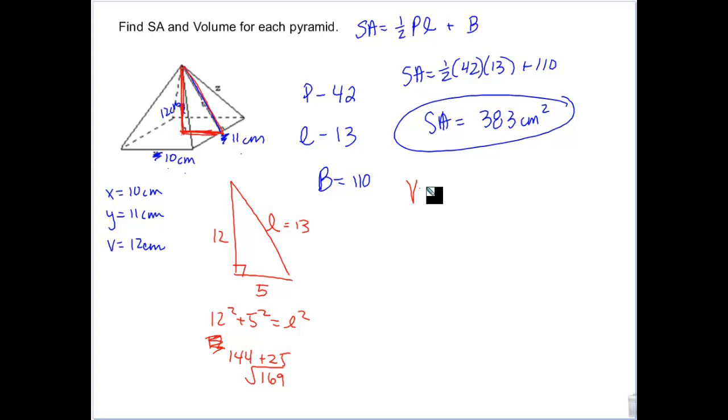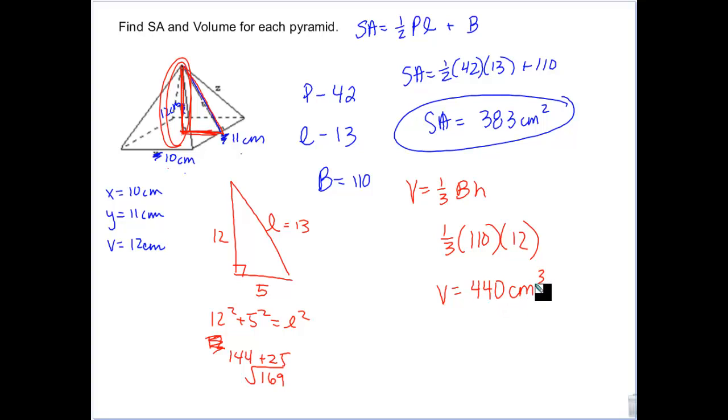Okay, volume. Volume is 1/3 area of the base times the height. We already figured out our area of our base is 110, and then our height of our pyramid is right there, 12. So when we take 1/3 times 110 times 12, we end up getting a volume of 440 cubic centimeters.